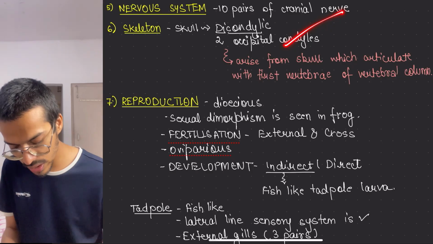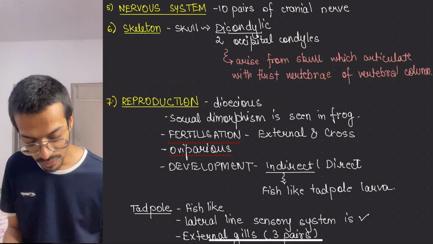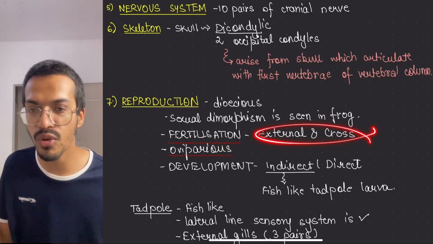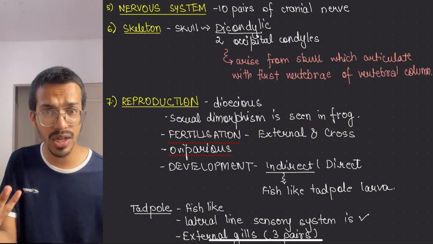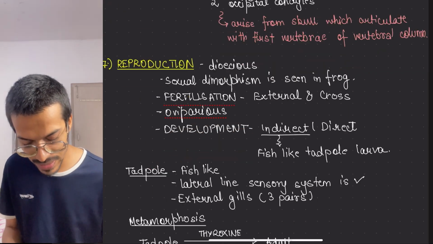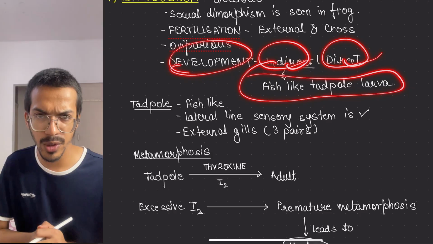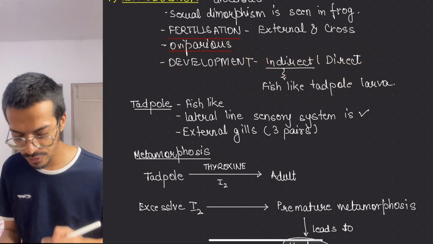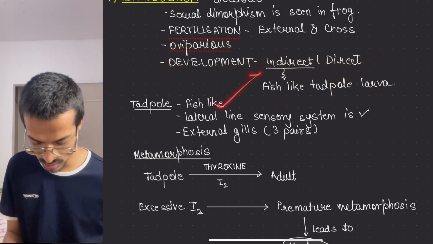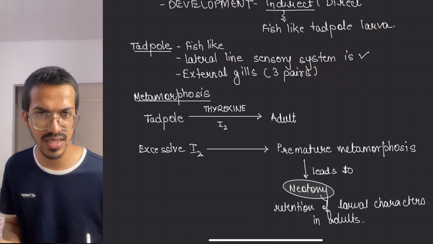Okay, then reproduction, they are dioecious. Male and female are different. Sexual dimorphism is also seen. Fertilization is external, we have already talked about it. Oviparous means they will lay eggs. Development is indirect or direct. Indirect means a tadpole-like larva would be present, and it has what? Fish-like features. It has the lateral line sensory system, means it has that thing which we have discussed in yesterday's class.